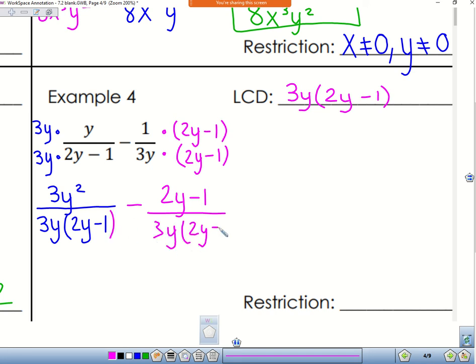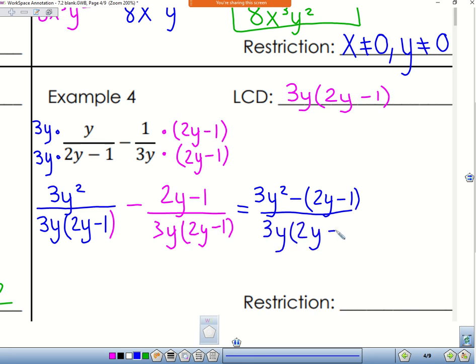times 2y minus 1. Now that we have this situation where they have the same denominator, we can put them as one big fraction. So that's going to be 3y squared minus, and remember, if you're subtracting this whole binomial, you need to put your binomial in parentheses because we have to distribute that negative sign, right?